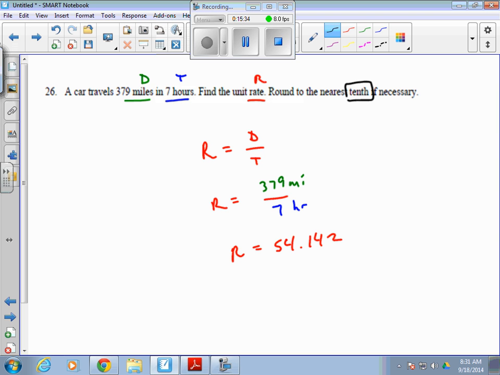It says round to the nearest tenth. Tenth is one spot after the decimal. So we either want to leave that as 0.1 or we want to round it up. The number 4 tells you if you round it up or not. It's not 5 or greater. So your unit rate is 54.1 miles per hour.